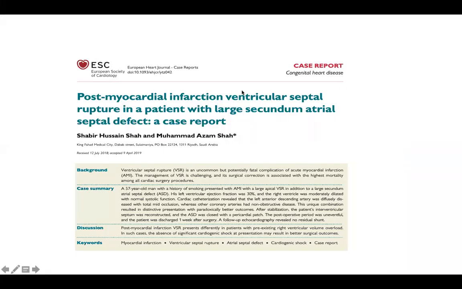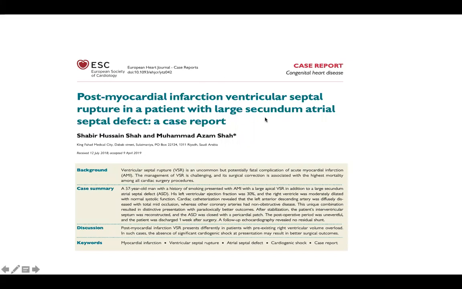This is one of our patients, we did a case report. He had a large ventricular septal defect, and he has a large ASD as well. I have not seen any case like this, but it was a very interesting case. He had a large VSD, he has a large septum. This patient was basically very stable. You know why? That is why we did a case report.